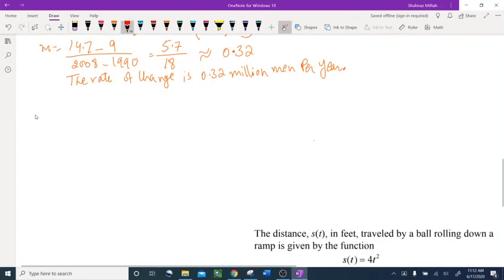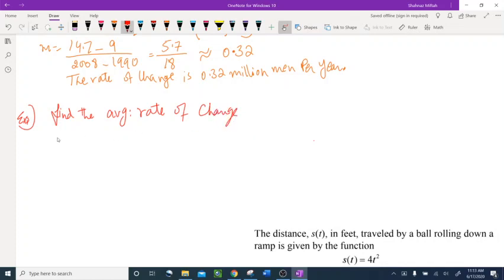That question is, find the average rate of change. Okay, that's another example. I'm just going to write it down myself, then we will go back to this one. Find the average rate of change. If you guys remember the average rate of change formula, it was f of b minus f of a over b minus a.